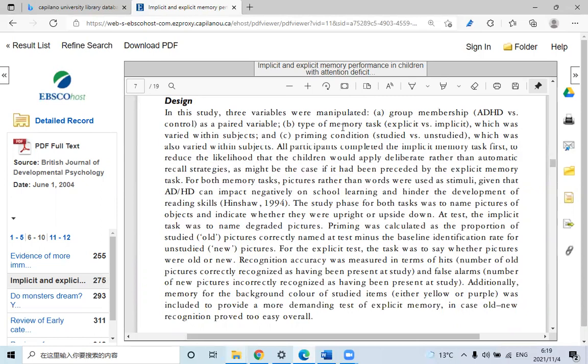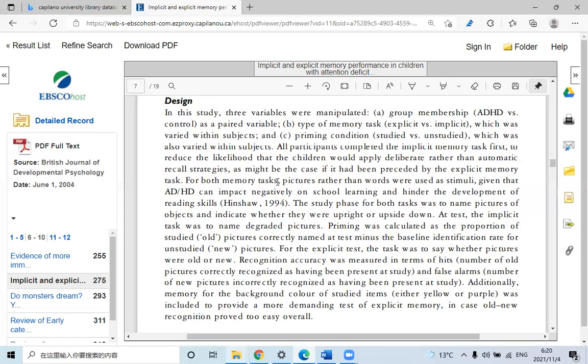Yeah, subjects did 2 tasks. Priming condition, studied versus unstudied, which was also varied within the subjects. I need to look into the details here, but so far so good. All participants completed the implicit memory task first to reduce the likelihood that the children would apply deliberate rather than automatic recall strategies, as might be the case if it had been preceded by the explicit task. They have a reason to ask people to do the implicit task first. If people did the explicit task first, that would influence their implicit performance.